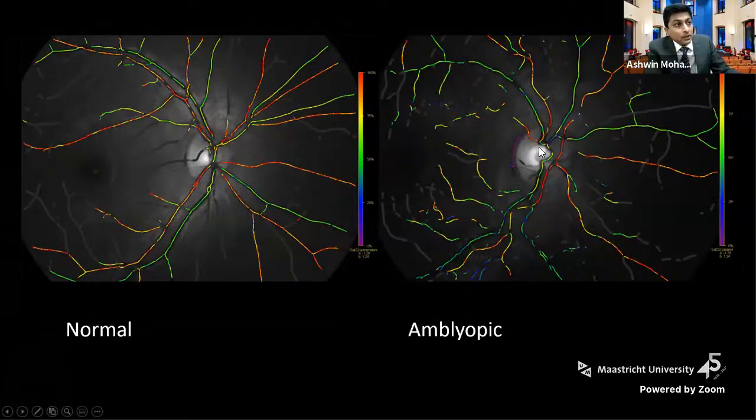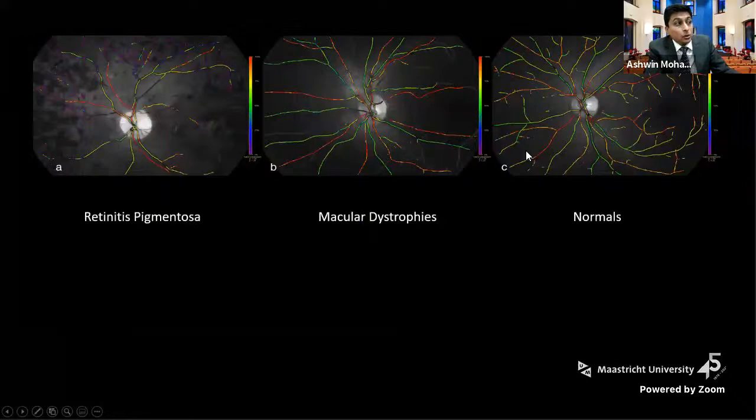from normal. Then we wanted to see how a few children, genetically from birth, have low vision. So we wanted to see how this was different in them. And what we found was that, first of all, there were lesser vessels and the saturations were very high.